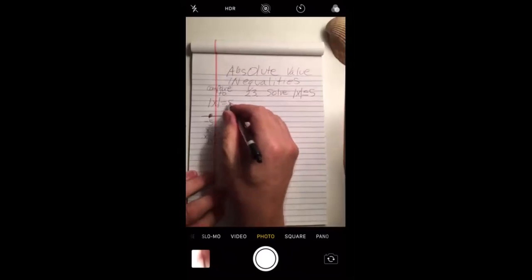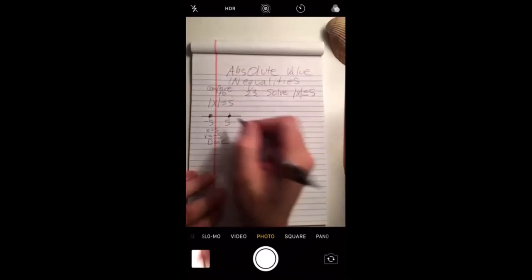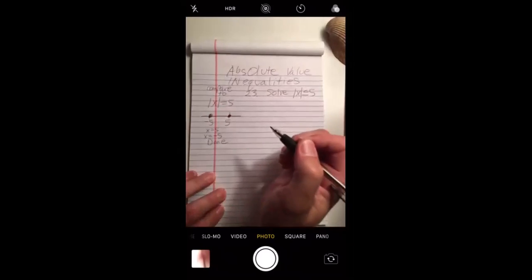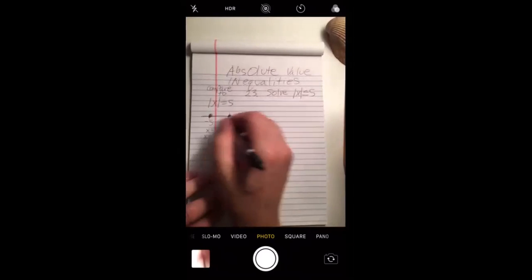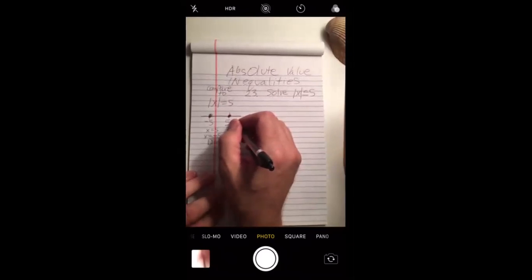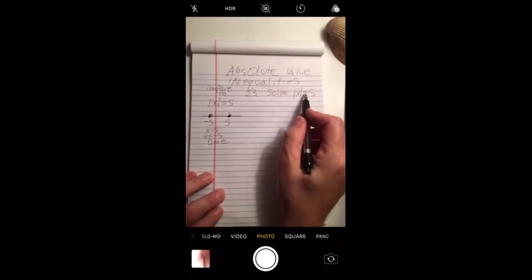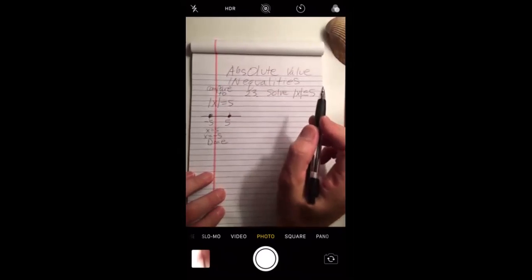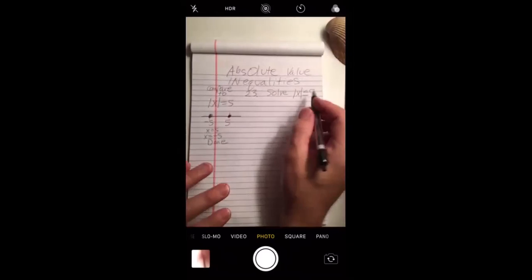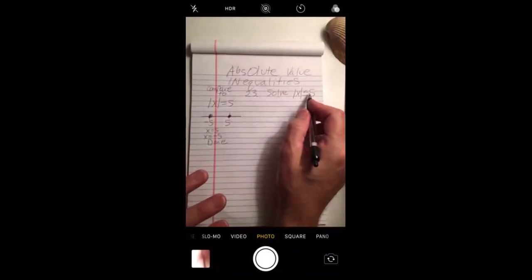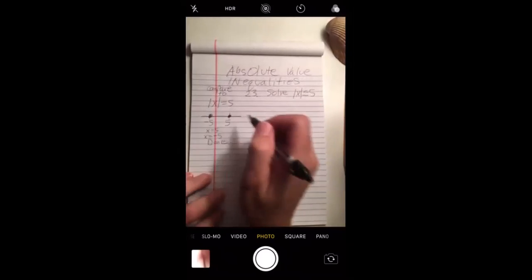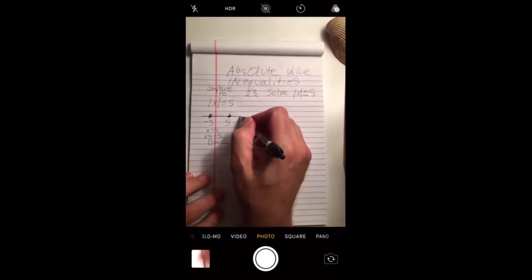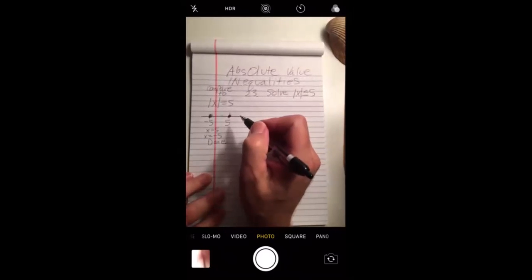Absolute value 5 equals 5, absolute value negative 5 equals 5. Those are the only two numbers that work. So they don't make you graph them. But when I stick a less than or a greater than on this, it's going to make intervals. It's going to be intervals between these numbers, and we got to find them.